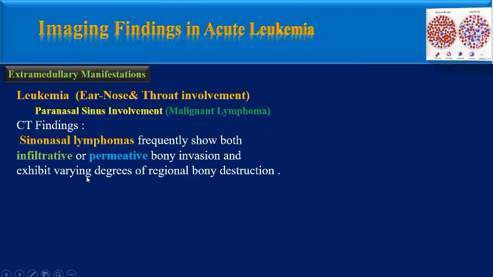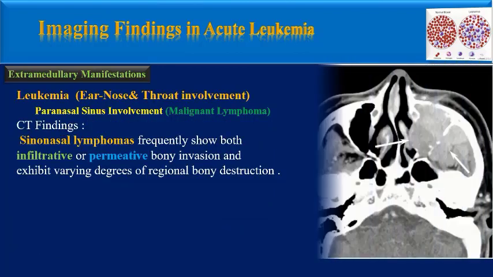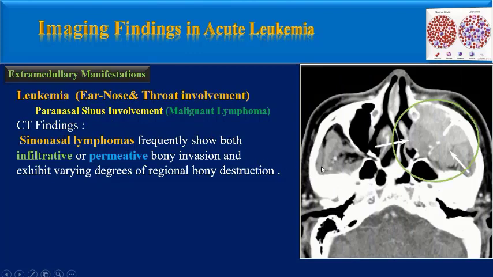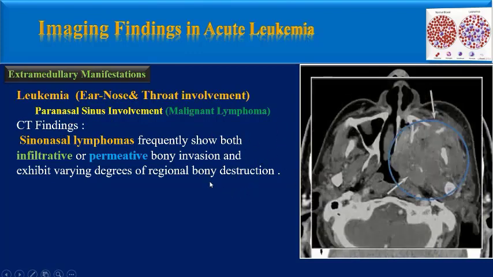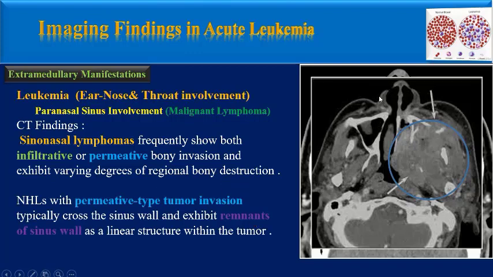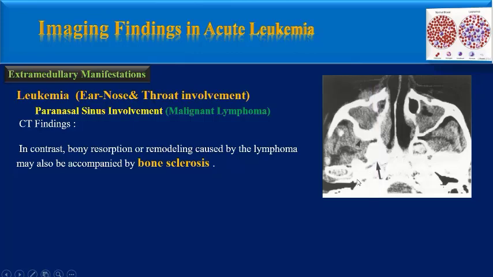CT findings include: sinonasal lymphomas frequently show both infiltrative or permeative bony invasion and exhibit varying degrees of regional bone destruction. Non-Hodgkin lymphoma with permeative type tumor invasion typically crosses the sinus wall and exhibits remnants of sinus wall as a linear structure within the tumor. In contrast, bony remodeling caused by the lymphoma may also be accompanied by bone sclerosis.